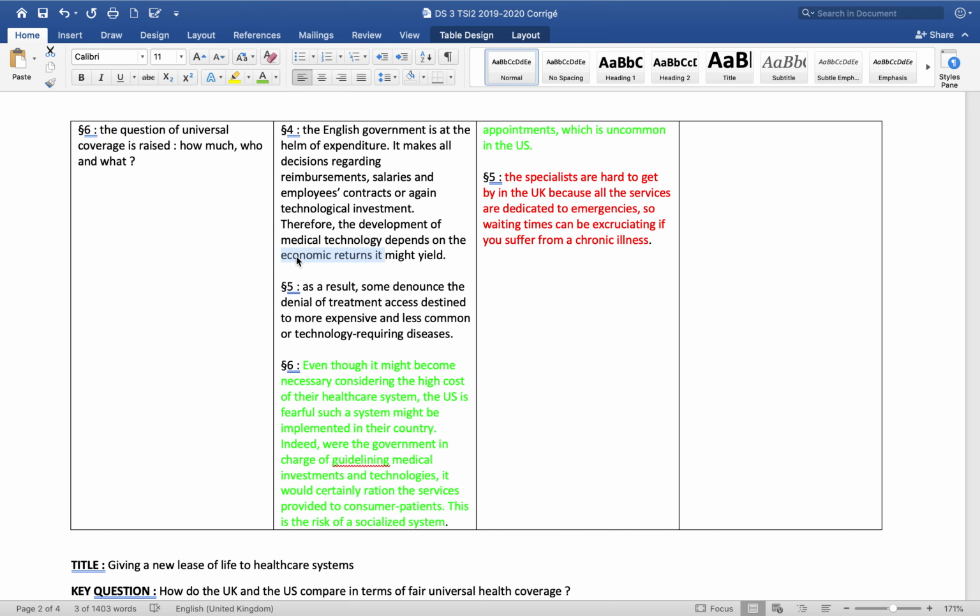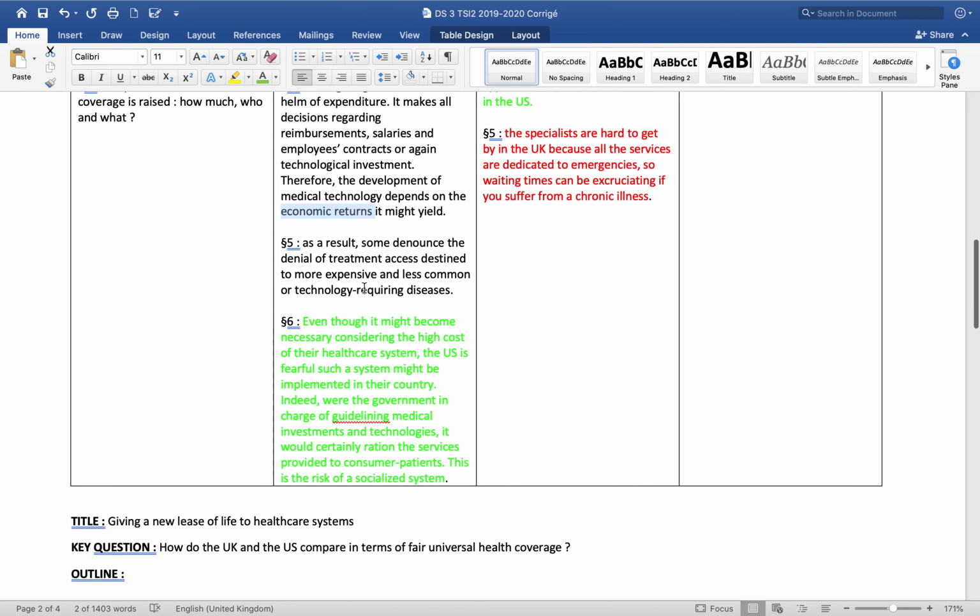If you invest in very cutting-edge technology, advanced technology for only a few people, then this money is wasted in a way because it will only cover a few people. But if you invest in medical technology that covers a very common disease, then your economic returns are more important.